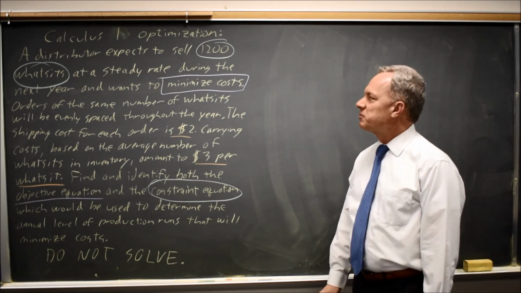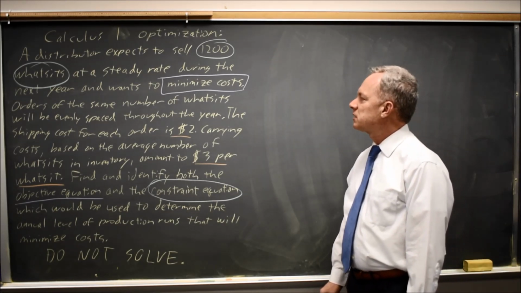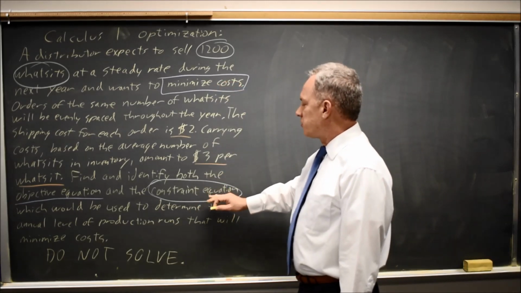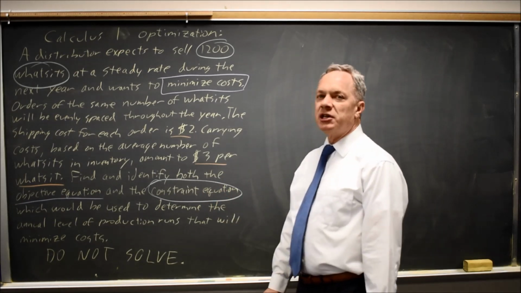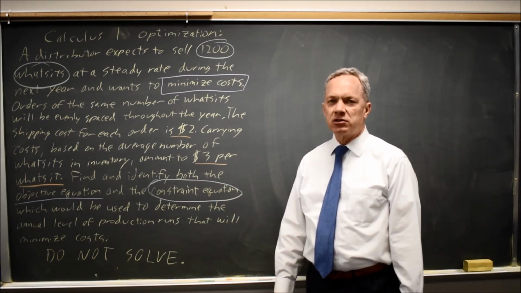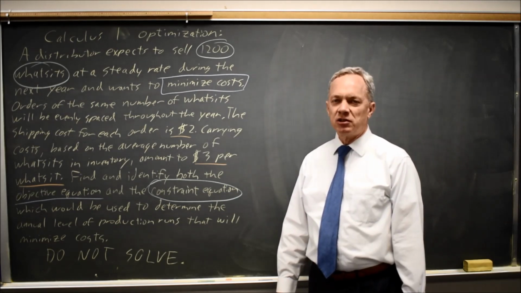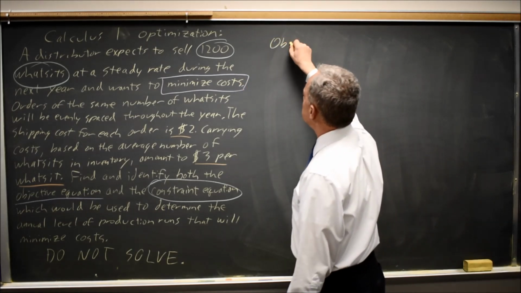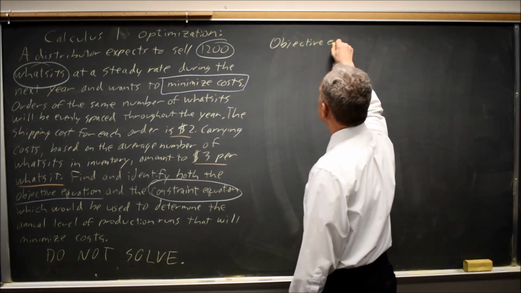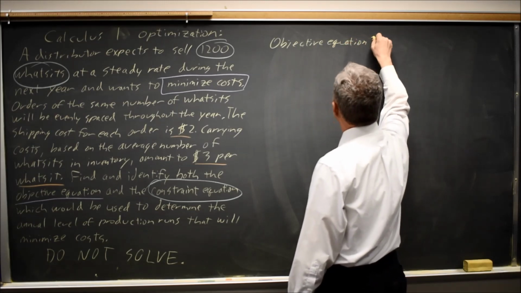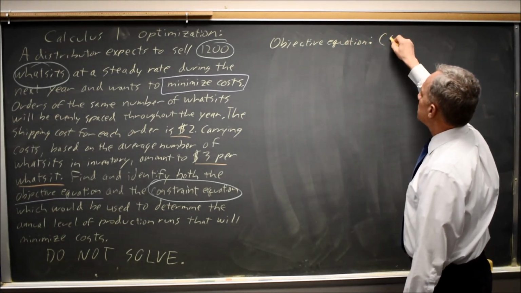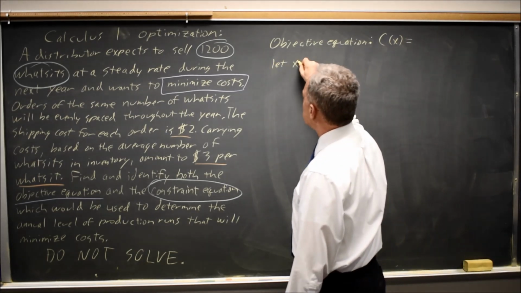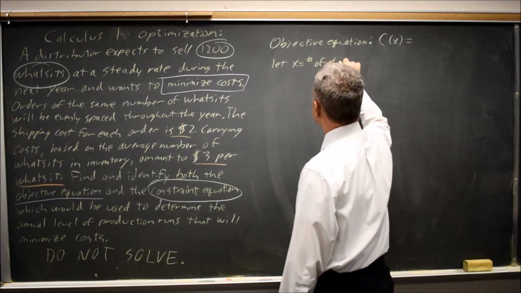So here we are with optimization in a business context. We want to minimize costs and find the objective equation and constraint equation. The objective equation is the equation that describes your objective, your goal, the object of doing this math. And our goal is to minimize costs, so our objective equation will be the cost equation, C of x, the cost for x shipments. I'm going to define x equals number of shipments.